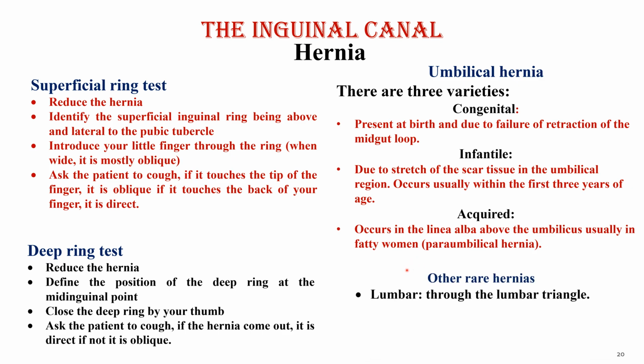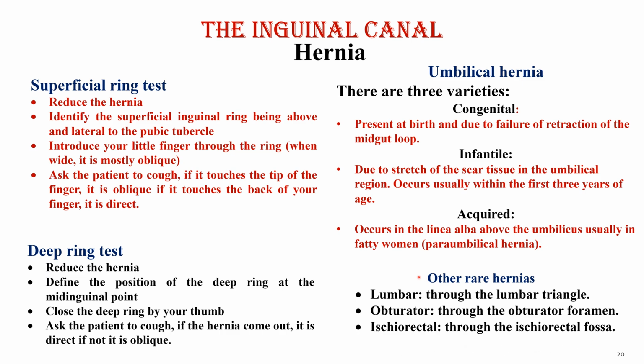Rarer hernias include the lumbar hernia through the lumbar triangle, obturator through the obturator foramen, spigelian through the spigelian fascia, and incisional following abdominal operations. That's all about the hernia.